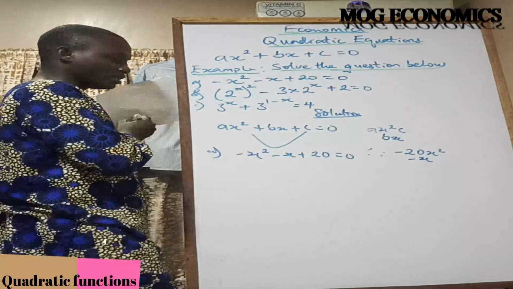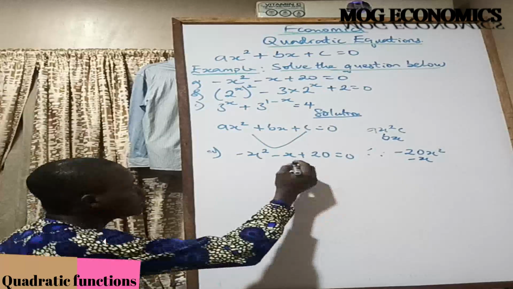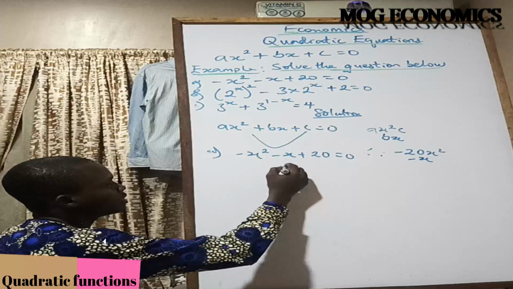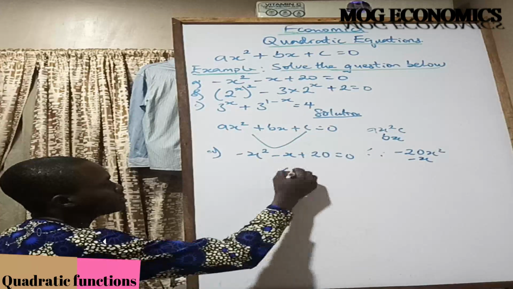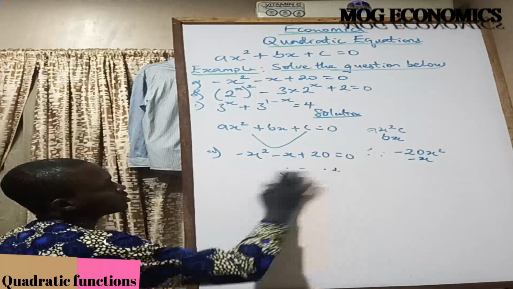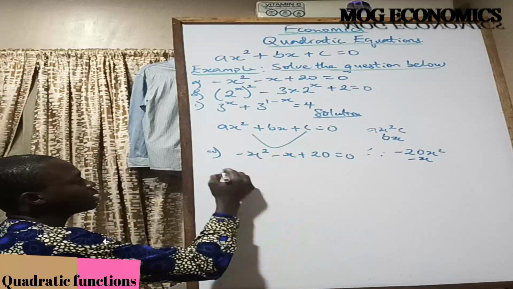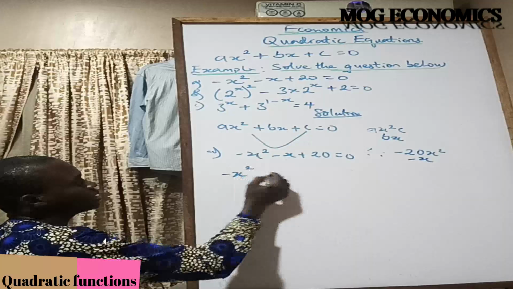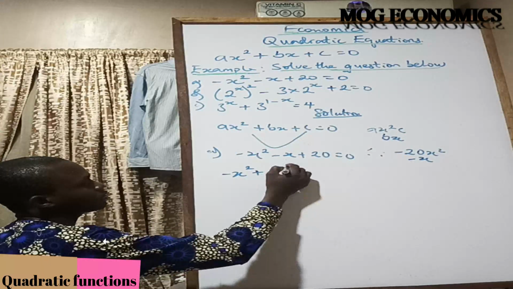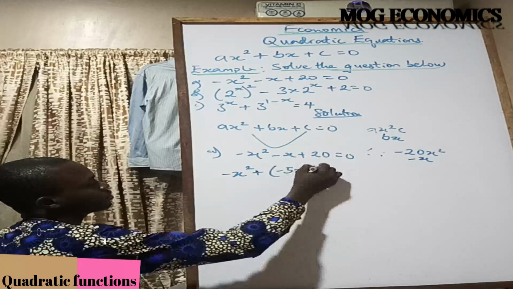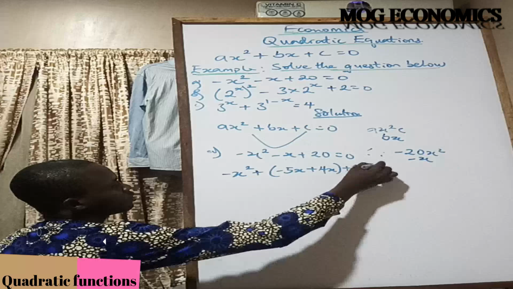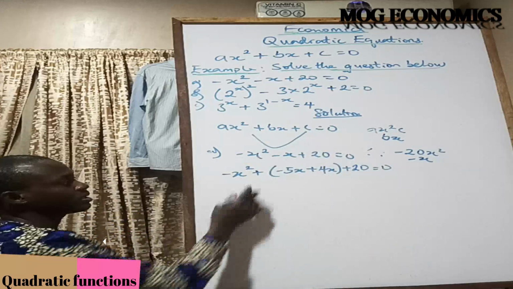Alright, so what I basically need here is this minus x, is going to be minus 5x plus 4x. That's what this is going to be, minus 5x plus 4x. So all I'm just going to do is minus x squared. Now minus x, right, is going to be minus 5x plus 4x then plus 20 equals 0. It's the same equation that I've rewritten.